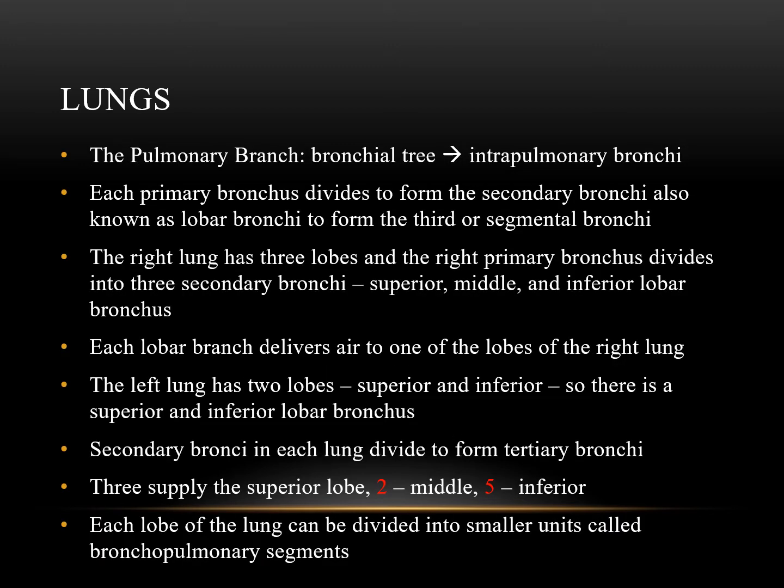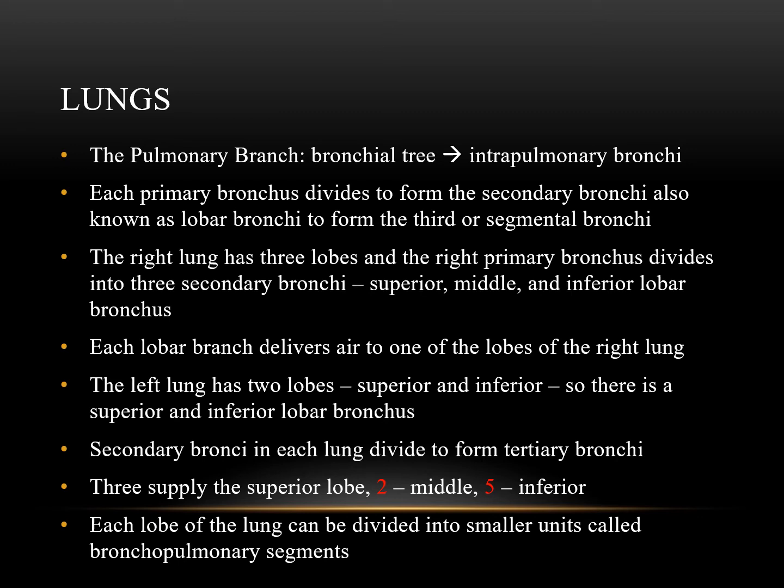The pulmonary branch involves a bronchial tree spreading into the intrapulmonary bronchi. Each primary bronchus divides to form the secondary bronchi, also known as lobar bronchi, which form the tertiary or segmental bronchi. The right lung has 3 lobes, and the right primary bronchus divides into 3 secondary bronchi: superior, middle, and inferior lobar bronchi. Each lobar branch delivers air to one of the lobes of the right lung. The left lung has 2 lobes, superior and inferior, so there is a superior and inferior lobar bronchus.